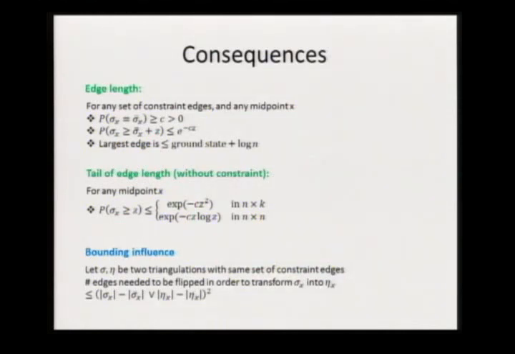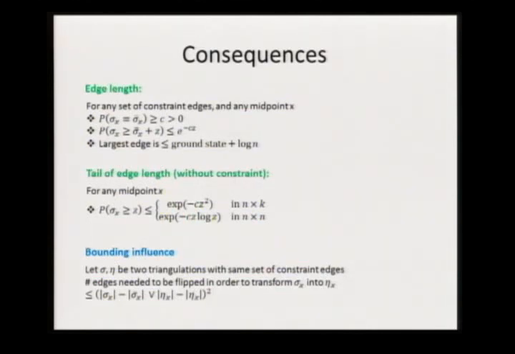Another thing: if you're not picky with constraints, if you think about triangulation without any constraint, so just the n by k or n by n region, then we get that for any midpoint, the tail of the length of the edge with that midpoint actually decays even stronger than only exponentially. So for n by k, we can get Gaussian tails. And for n by n, we can get at least exponential z log z. There is an extra log. So it's even stronger than exponential if you don't condition on any constraint.